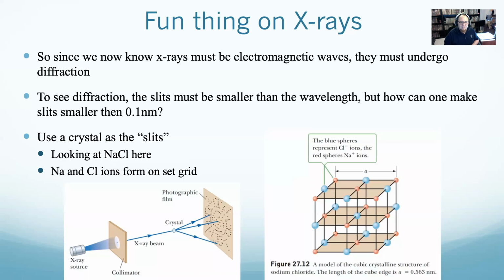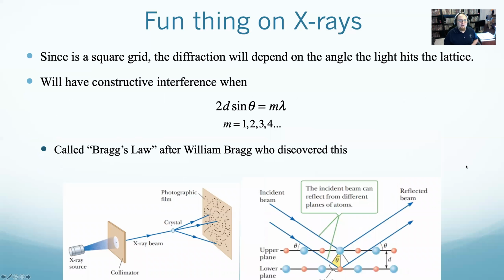What they basically realized is that a crystalline piece of sodium chloride, aka table salt, could act like a series of slits and could act like a diffraction grating. It doesn't have to be salt, it could be any crystalline lattice, but we're going to deal with salt for now. Salt has a nice square grid, and because it has a square grid, the diffraction would depend on the angle the light hits. You can have constructive or destructive interference, and we can look at the interference pattern.